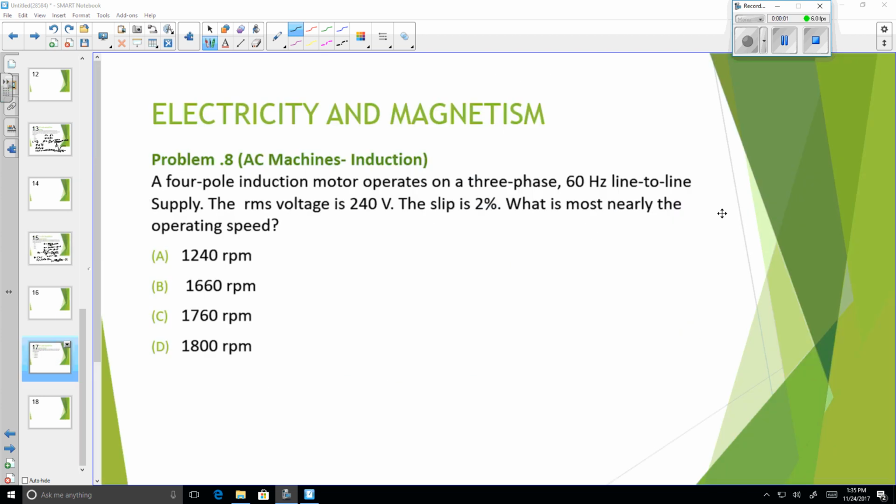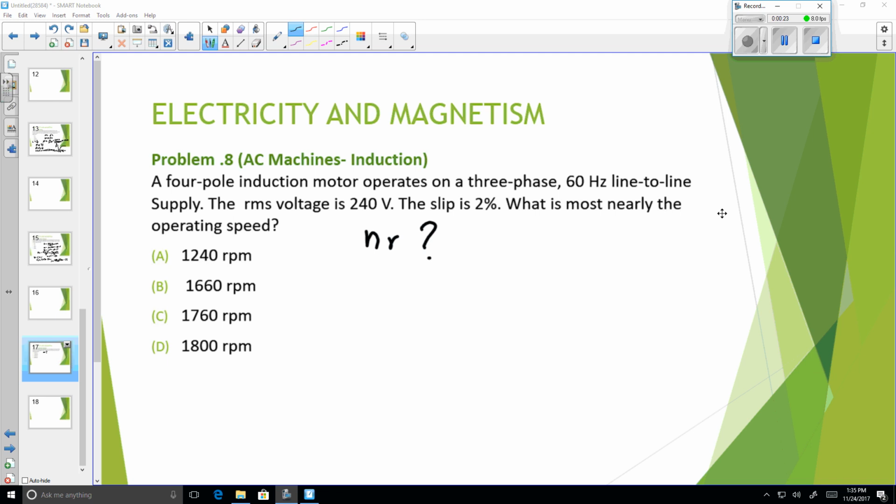Here's another problem about induction motor. A 4-pole induction motor operates on a 3-phase 60 Hz line-to-line supply. The RMS voltage is 240 volt. The slip is 2%. What is most nearly the operating speed? So here they are asking for the rotor speed, NR.